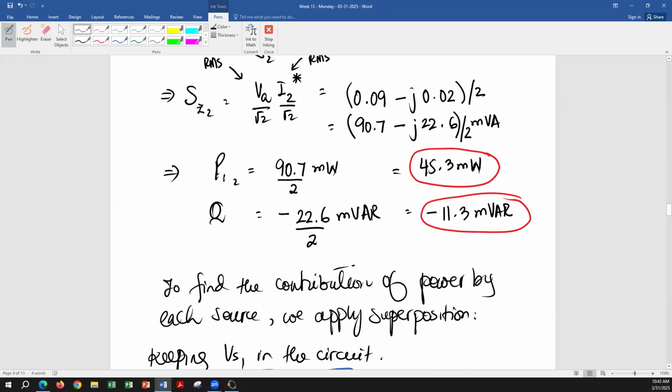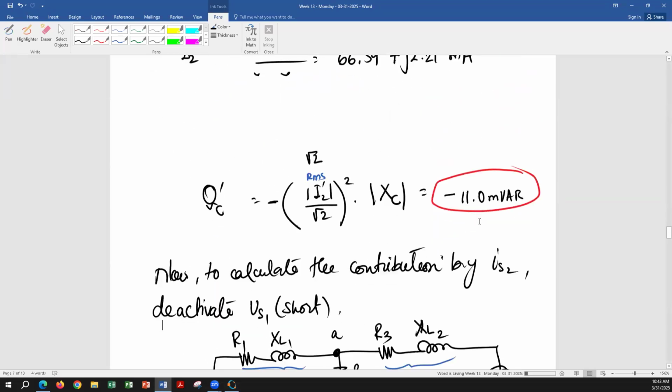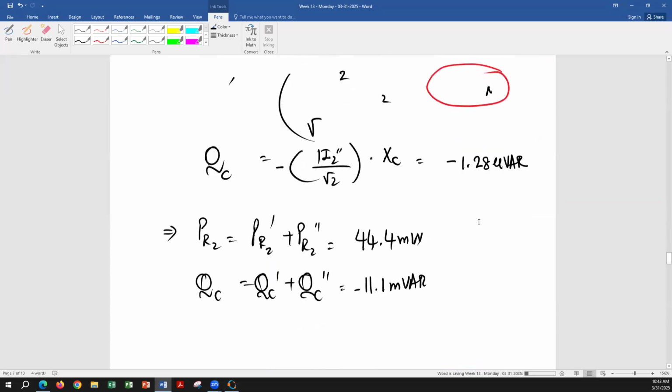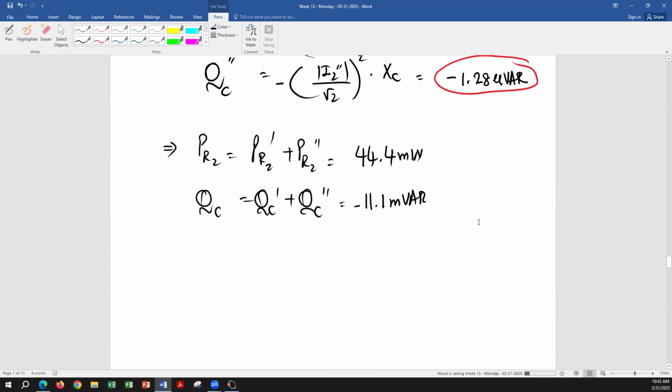This is PR2 and QC, because R2 and XC are part of Z2. And those are the values that I'm getting. When I added the two powers together, then I'm getting 44.4 milliwatt as a total power in resistor 2 and negative 11.1 millivolt ampere reactive.